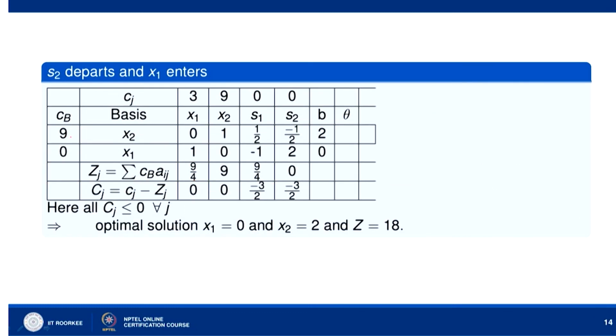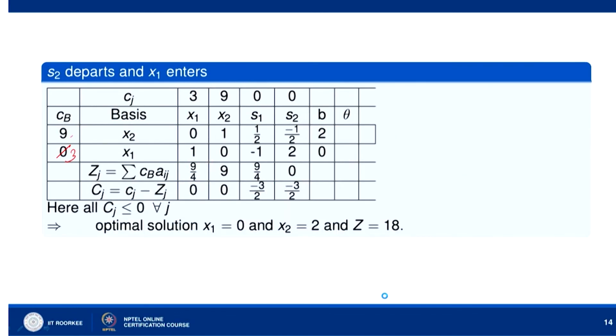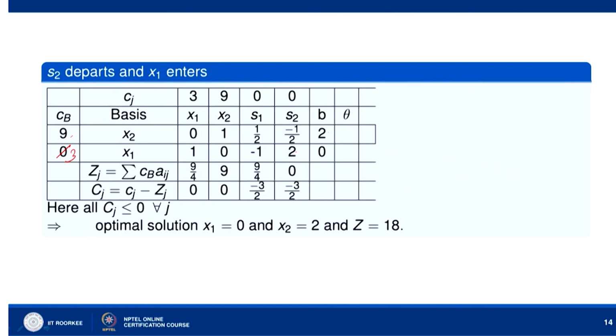So we get 9, x1, and this should be 3. We get 0 1 half minus half 2, 0 1 half minus half 2, 1 0 minus 1 2, 1 0 minus 1 2 0. Now let us find zj.